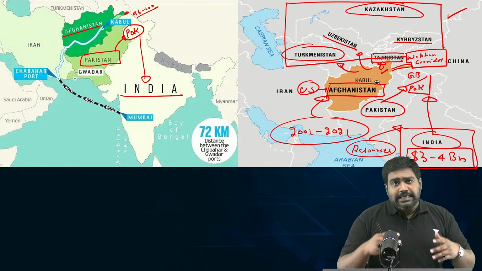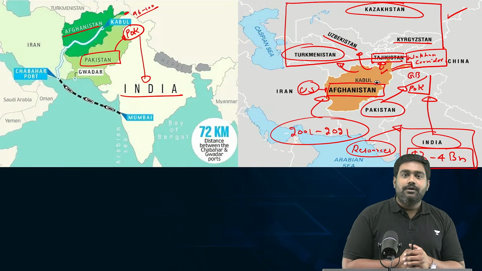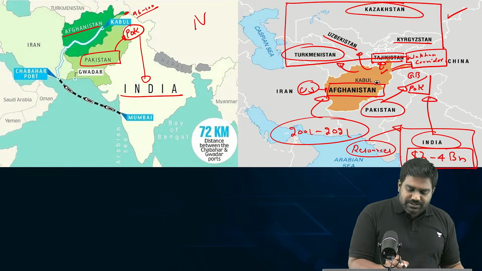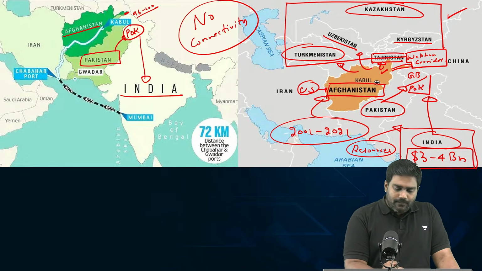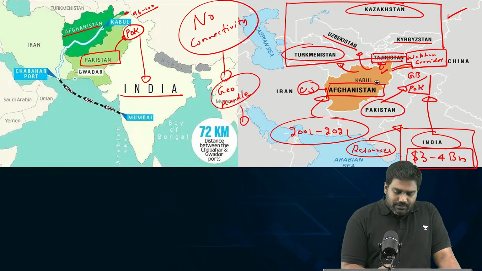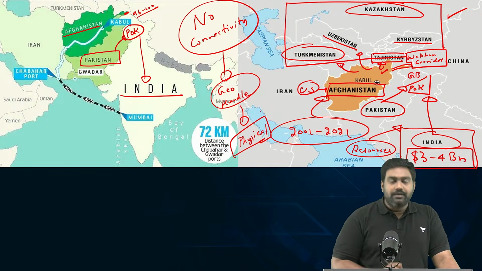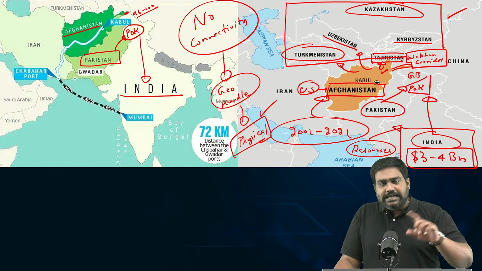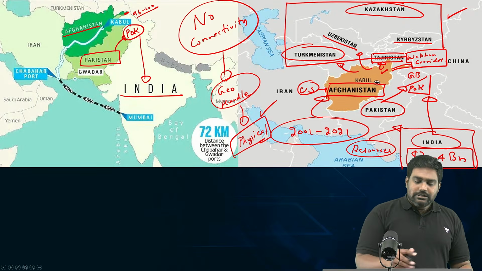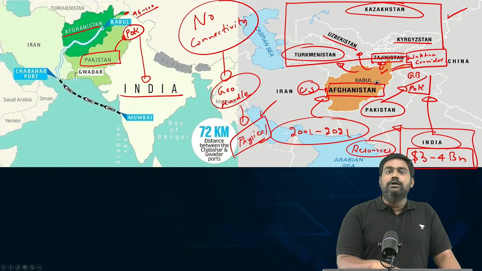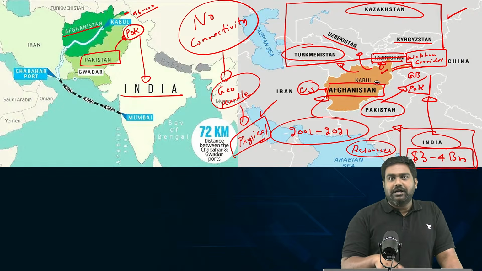And India has fantastic relations with Central Asian countries. But the only problem is there is no connectivity. This is a geographical hurdle. Are you getting my point? It's a physical limitation, a limitation of physical geography. Since India doesn't have direct access to the Wakhan corridor, we can't connect directly with Afghanistan and Central Asia. So India had to overcome this hurdle. We had to break this geographical barrier.